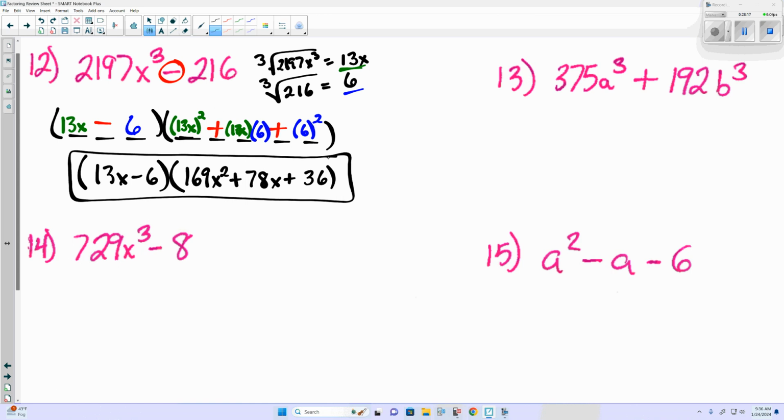We could still type some of this in the calculator. 13x squared, we can do 13 squared, which would give us 169. And then we have x squared, because x times x. Yeah, because we're just saying 13x times 13x. 13 times 13 gives us the 169. x times x gives us x squared. 13x times 6, 13 times 6 will give us the 78. We still have our x. And then 6 squared is 36. So we're really saying we're multiplying it by itself. Any other questions on number 12?